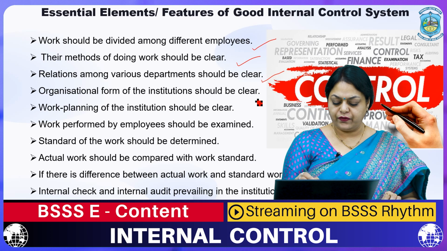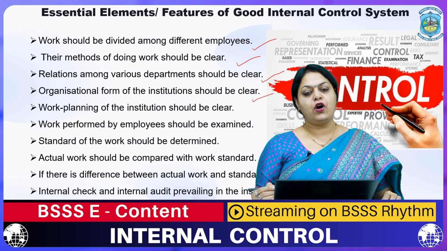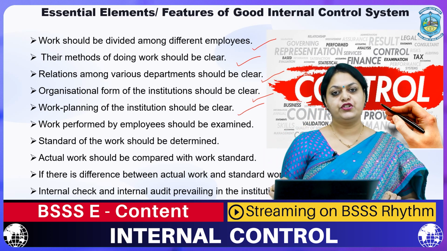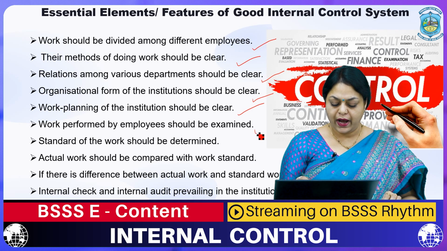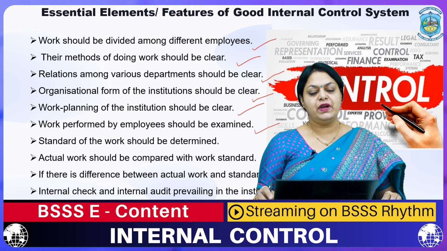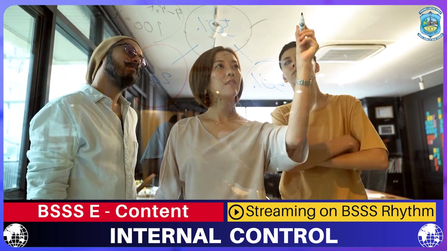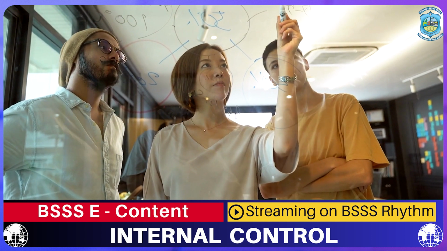Organizational form of the institution should be clear. The structure which should be followed in the organization should be clear. Work planning of the institution should be clear. Work performed by employees should be examined. Now, in this case, we know who is going to perform what kind of activity, so it is very easy to examine the work of the employee.